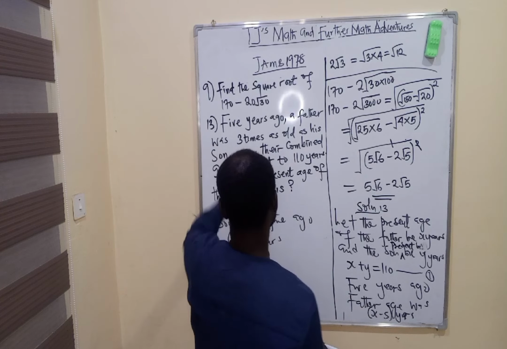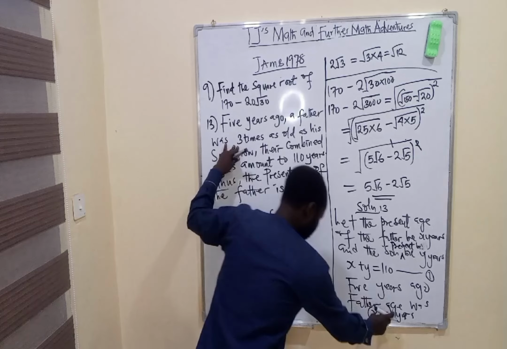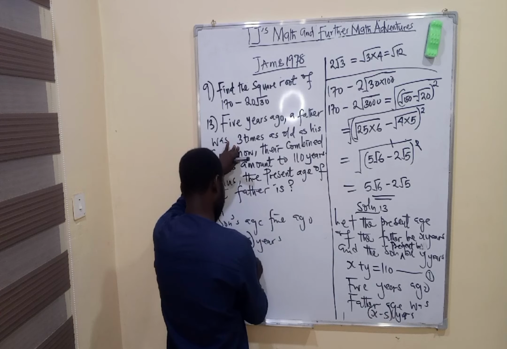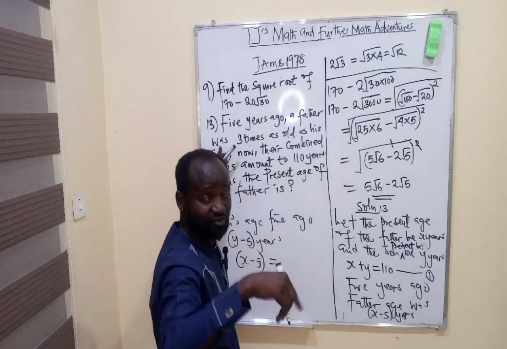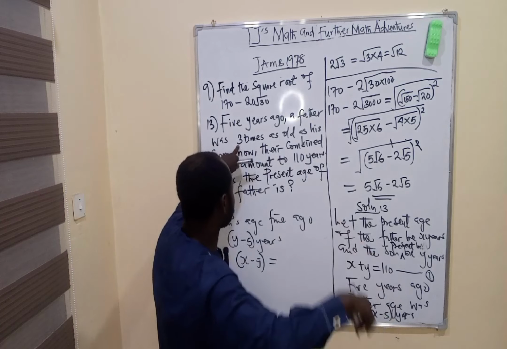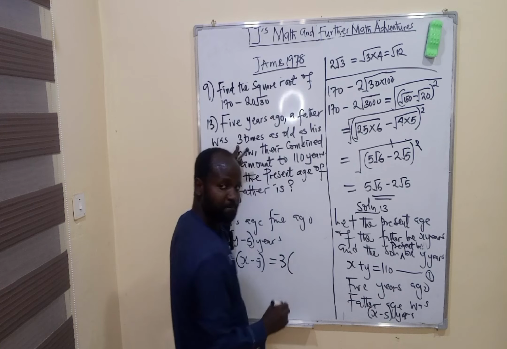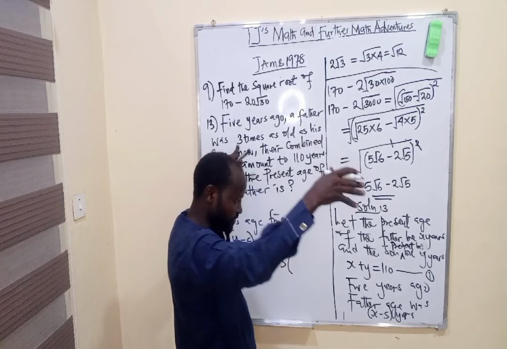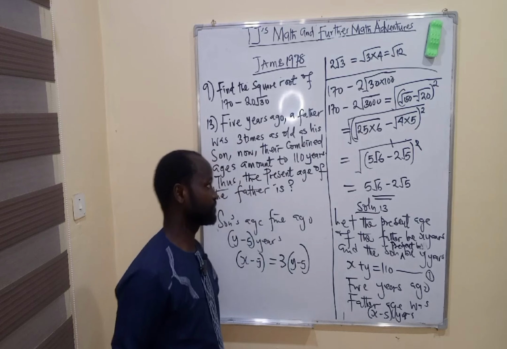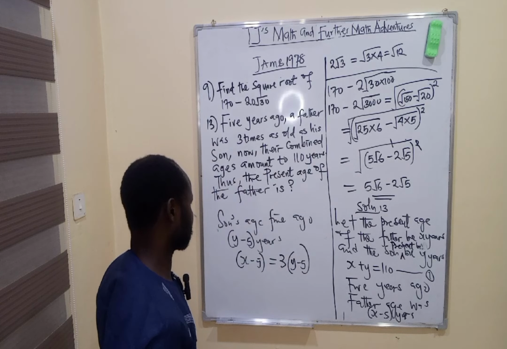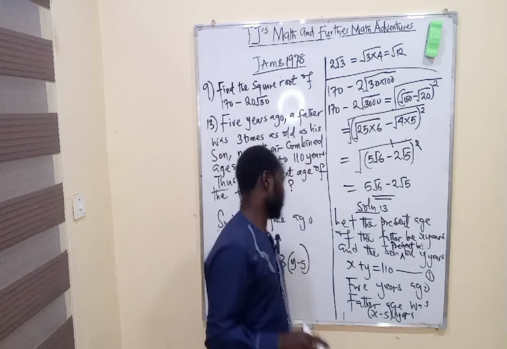So 5 years ago, the father was 3 times as old as his son. That's the father's age 5 years ago, which is X minus 5, equals, it was, the past tense of is, 3 times the son's age 5 years ago, which is Y minus 5. So this is the interpretation of the question. We are asked to find the present age of the father. Of course, we are looking for X.